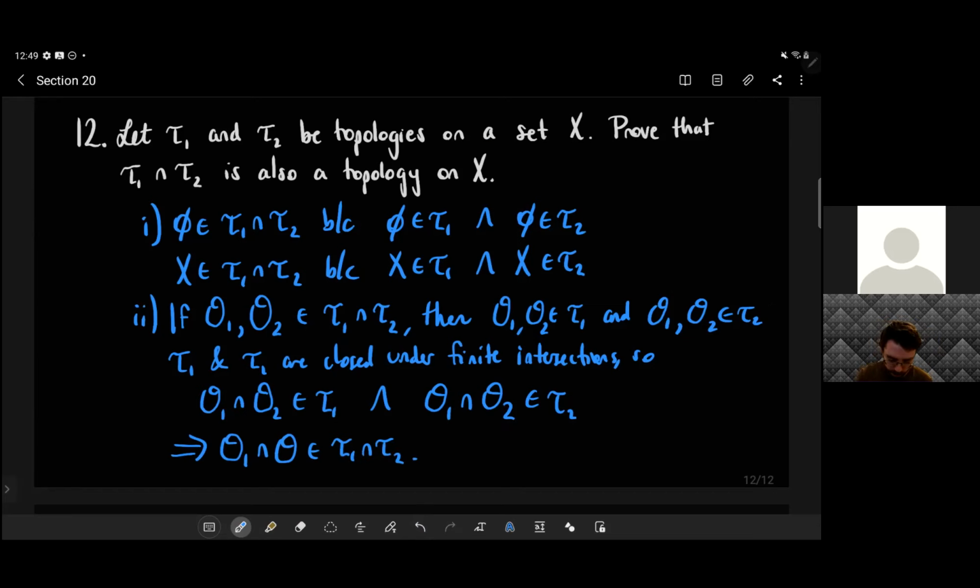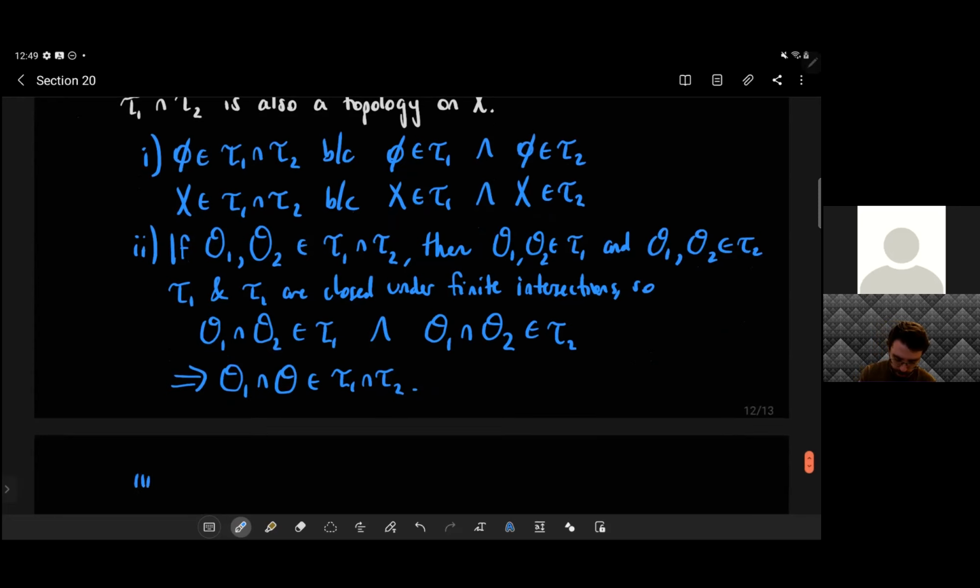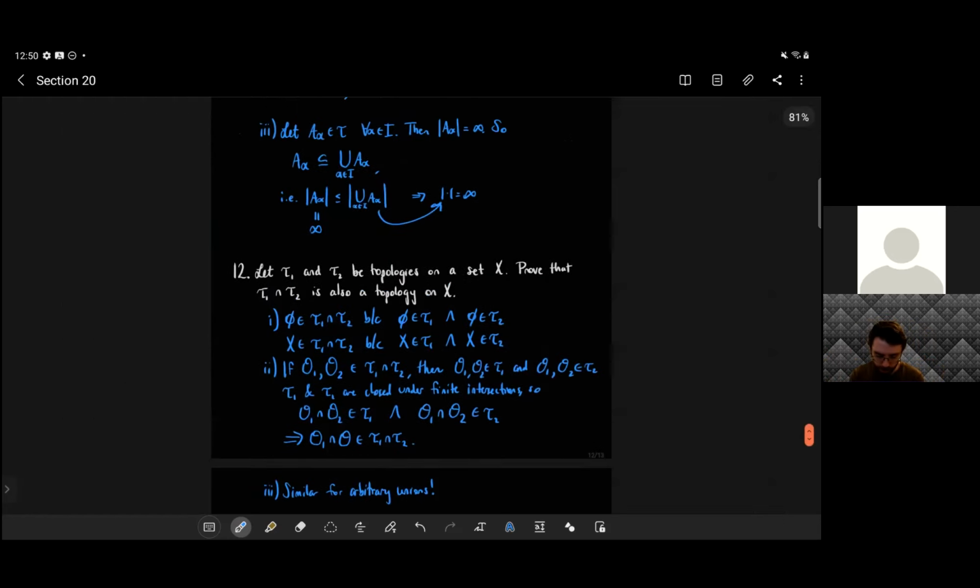And maybe we'll just say similar for unions, because I need to go eat food. Similar for arbitrary unions, because tau1 and tau2 are already topologies. So if you take a collection of open sets that are in both of them, their union is still an open set in each, and so it's an open set in the intersection. Anyway, that's probably overkill. So that's all.